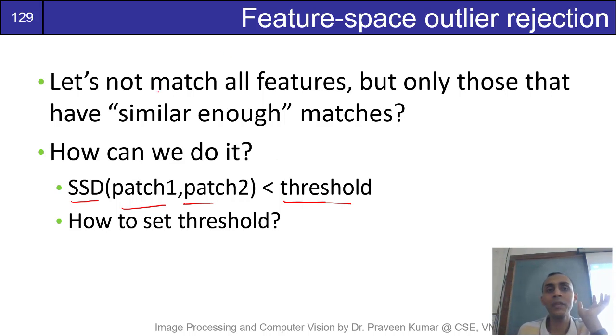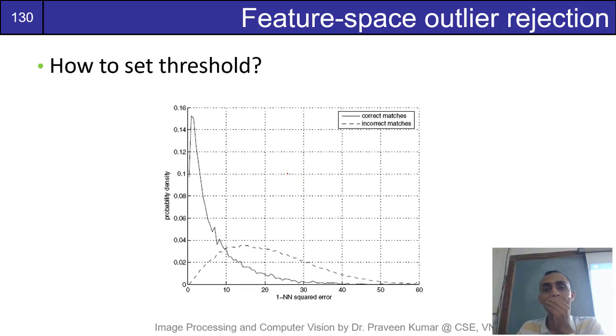So even though our descriptor may match, we can add robustness to it by also matching the patch around it and doing a sum of square difference between those, basically a template matching kind of thing. And unless this itself is less than a threshold, we will not say that it is a correct match. But how to set this threshold? Experimentally, this is what they found.